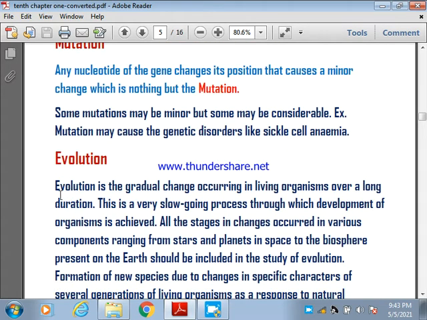Next point, evolution. Evolution is the gradual change occurring in living organisms over a long duration. We all know our ancestors, and from our ancestors we have changed in our thoughts, in our body, in our physical ways and many different ways. This is a very slow process through which development of organisms is achieved. All the stages of change in various components, ranging from stars and planets in space to the biosphere present on the earth, should be included in the study of evolution.